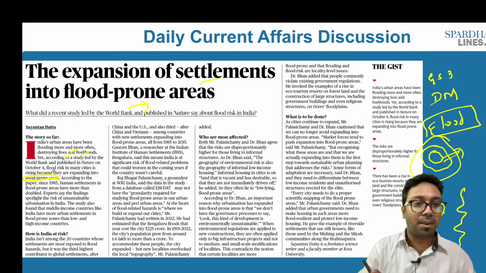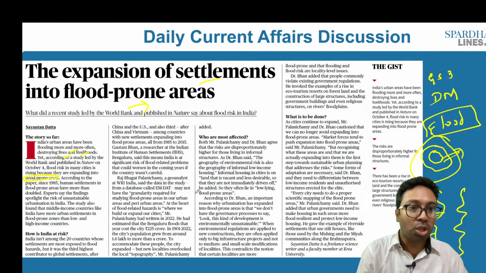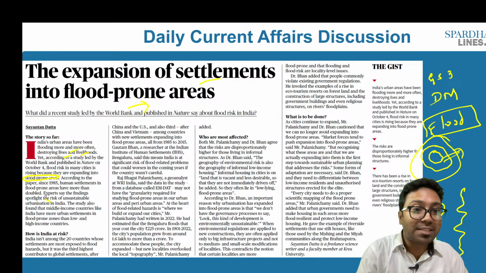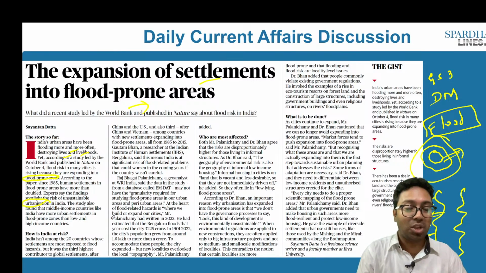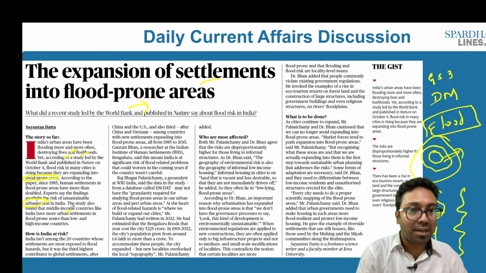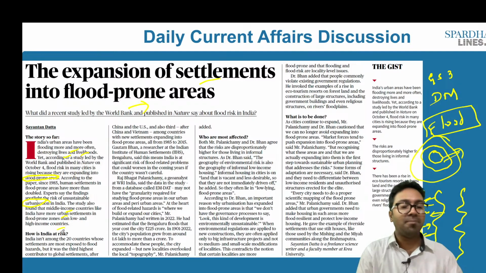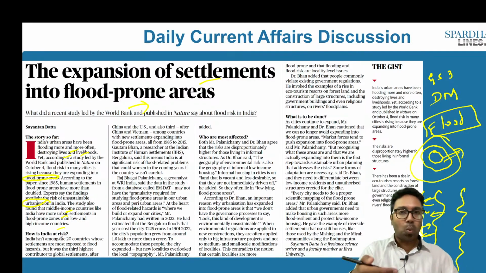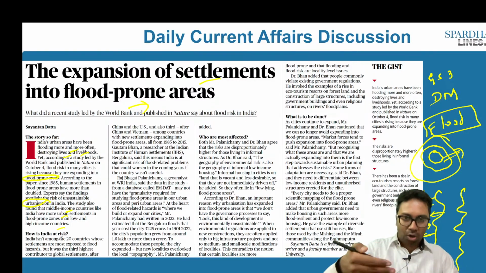According to the paper, since 1985 human settlements in the flood prone areas have doubled. Experts say the findings spotlight the risk of unsustainable urbanization in India. The study also found that middle income countries like India have more urban settlements in the flood prone zones than low and high income countries. Now the question is, why are there settlements in the flood prone areas? We have a couple of reasons for the same.